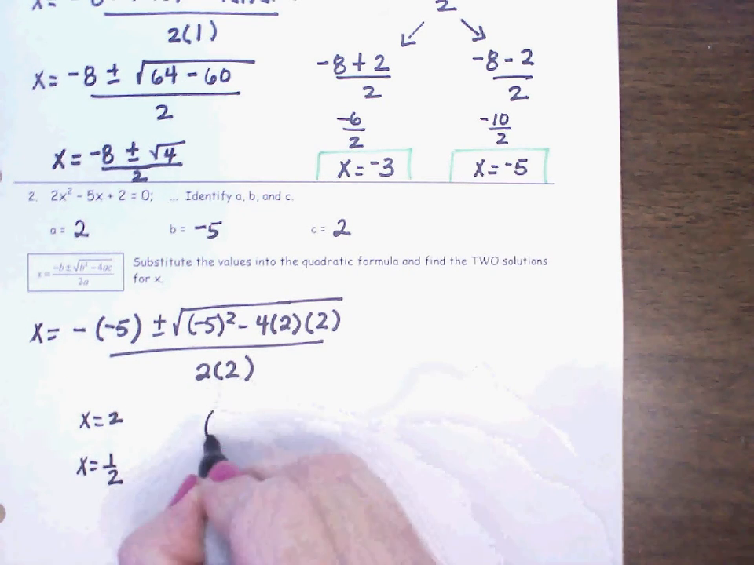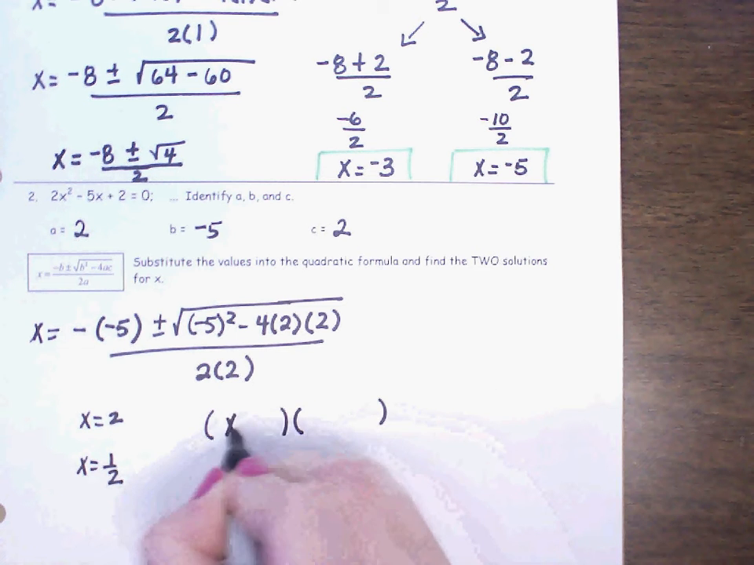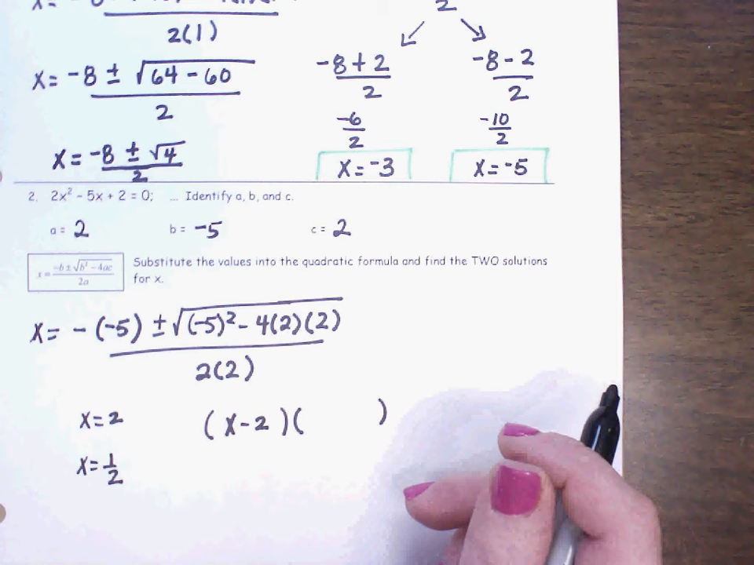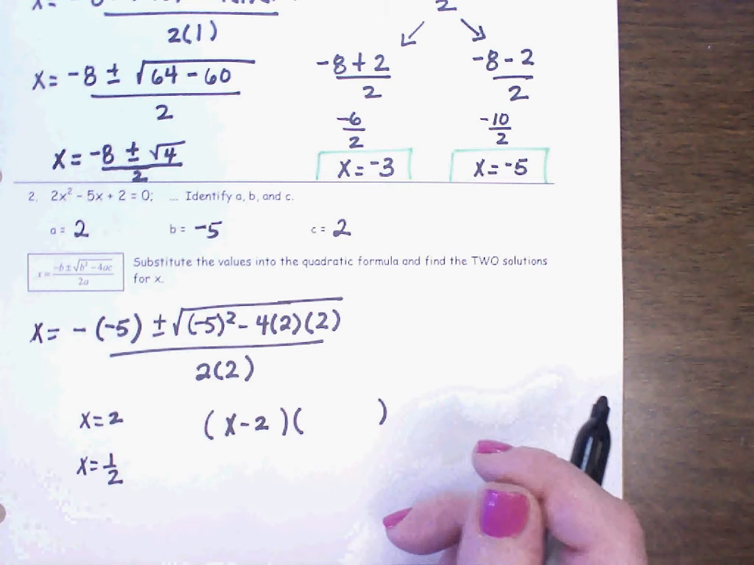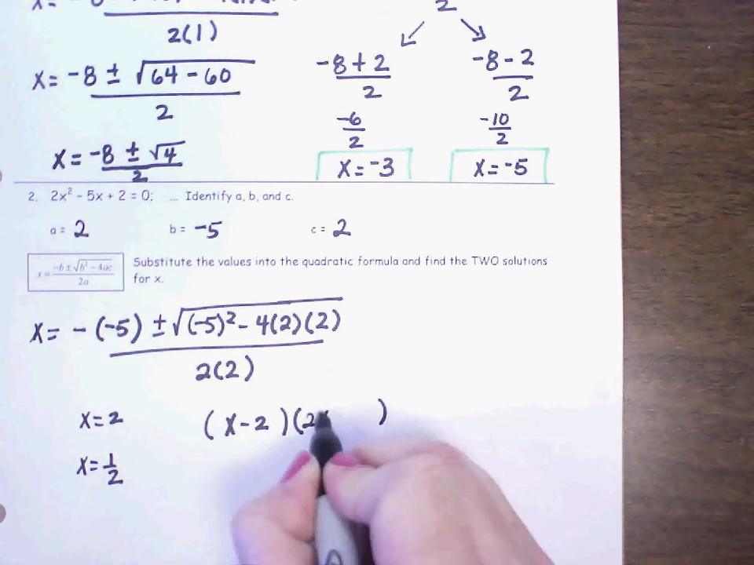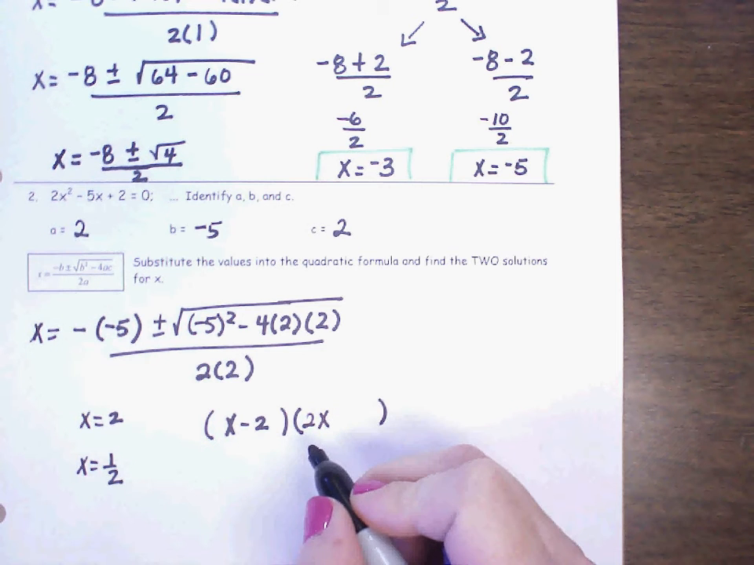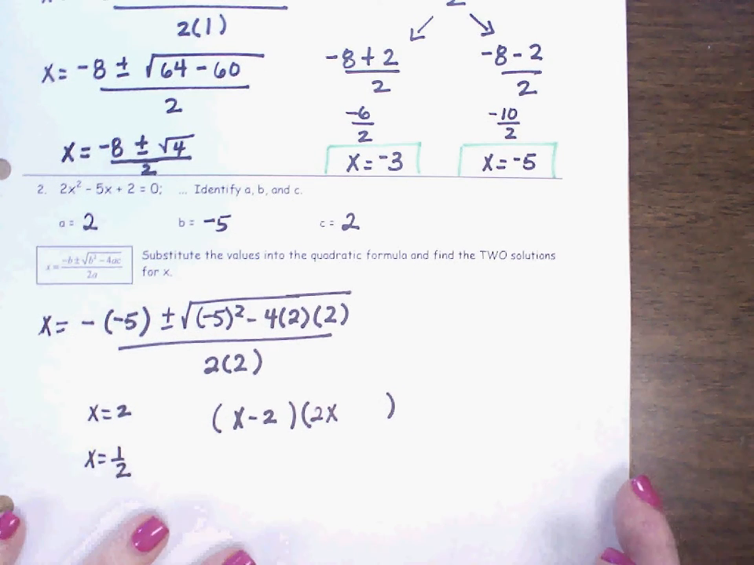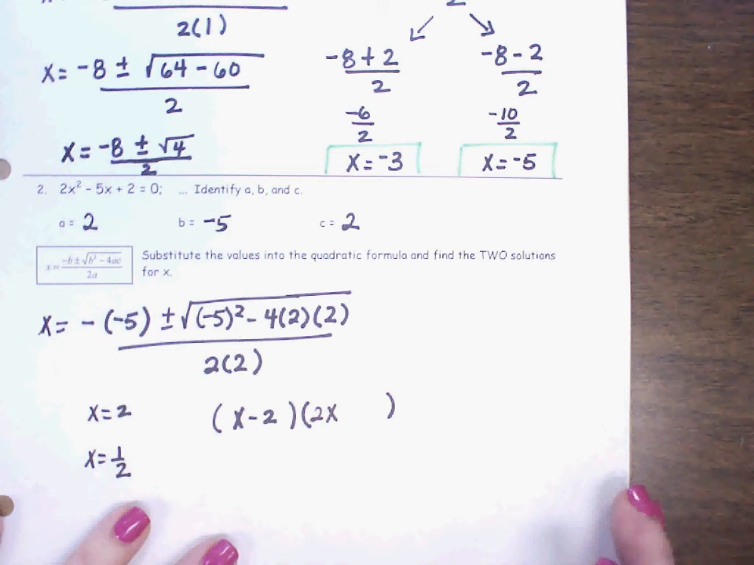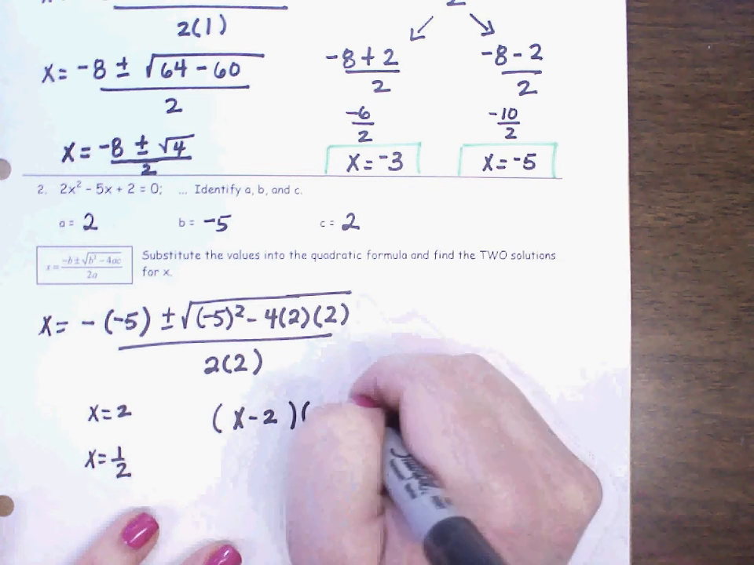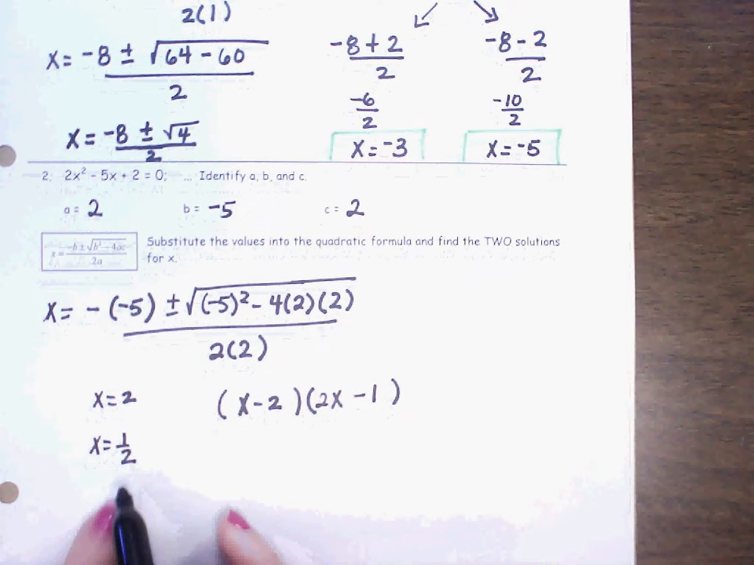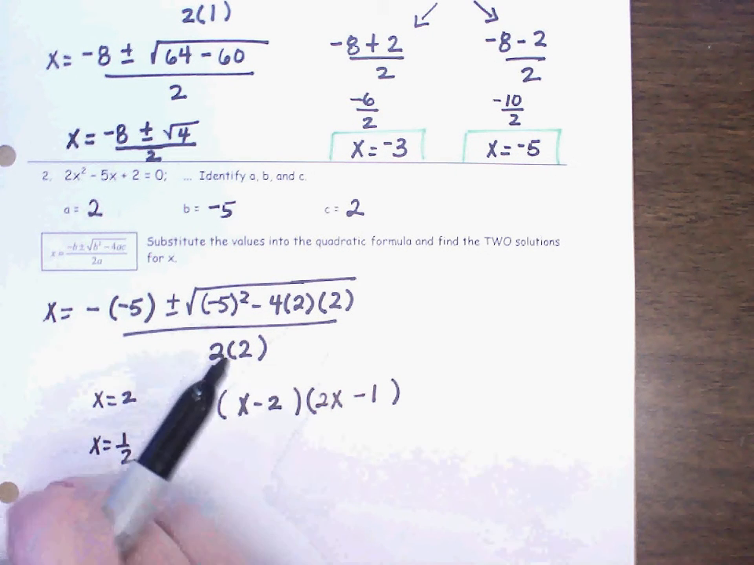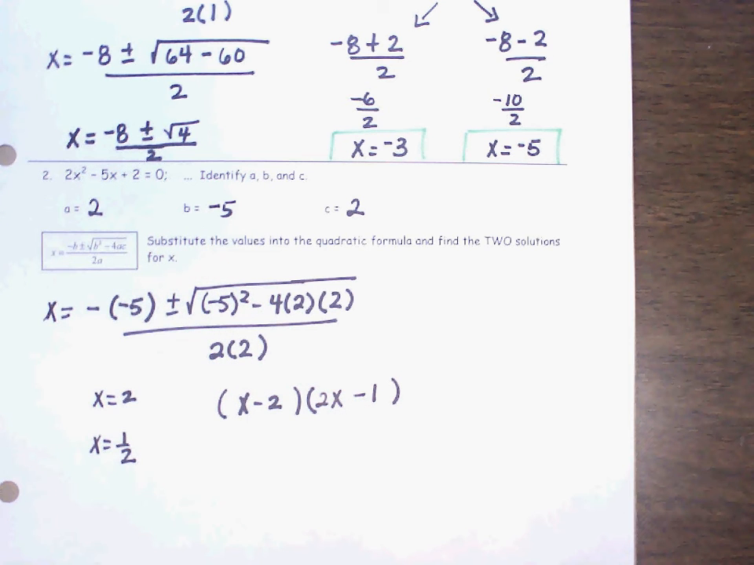What are my factors? Be careful. 2x minus 1. There you go. Good job. Because in order for that 2 to be down there, it needed to be multiplied by the x. Very good.